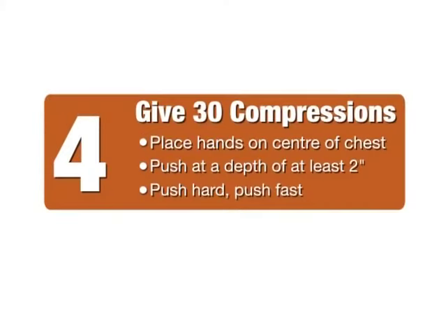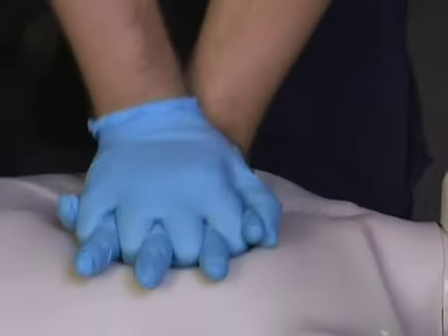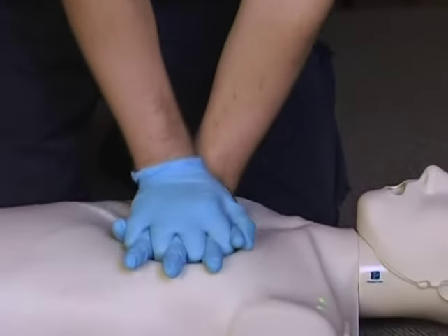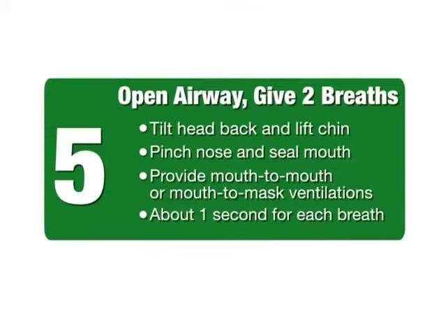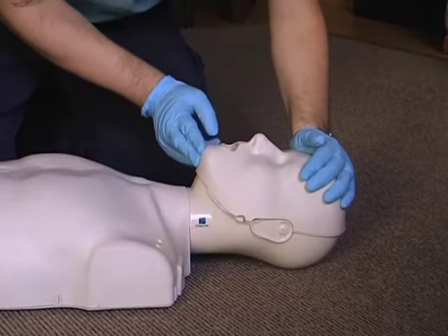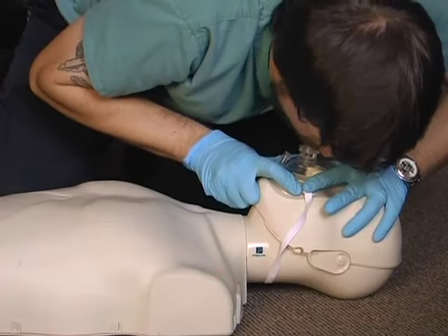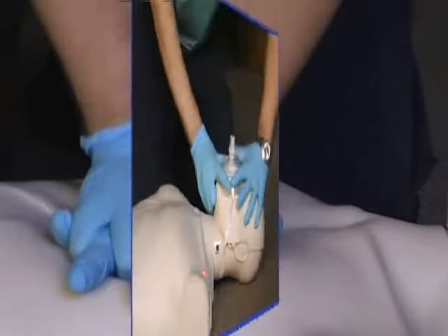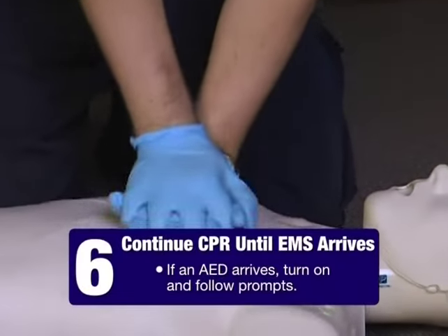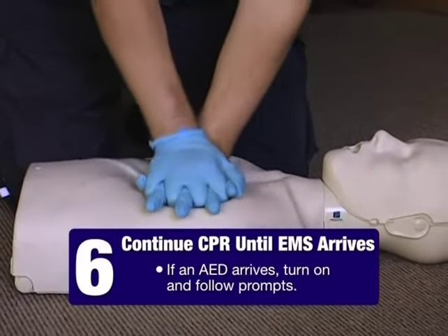Give 30 compressions. Give 30 compressions at least 2 inches deep. Open the airway and give 2 breaths. Open the airway. Give 2 slow breaths. Be sure not to force in too much air. Repeat cycles of 30 compressions and 2 breaths.